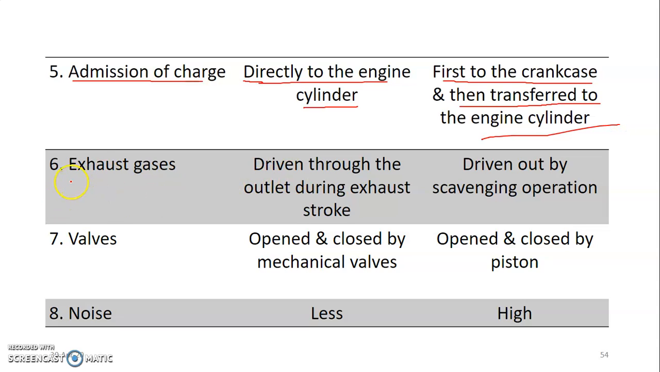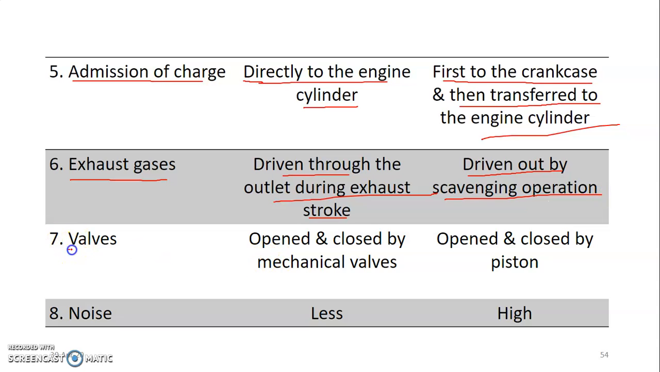Next we have exhaust gases driven out through the outlet during the exhaust stroke. In a 4-stroke engine, there is an exhaust stroke. In that exhaust stroke, the exhaust gases will be exhausted outside by opening the exhaust valve. But in a 2-stroke engine, they are driven out by the scavenging operation.